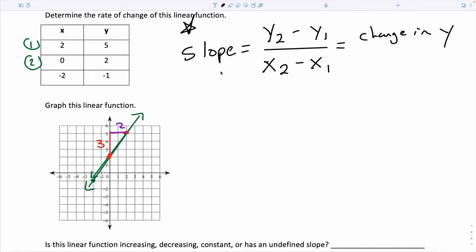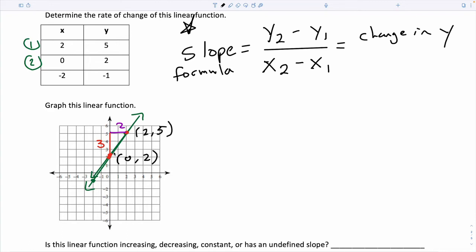Put a star next to it. This is called the slope formula. It looks like a lot of weird numbers now, so just tuck this away. You're going to see why it actually works. Let's say I have the point 0, 2 right here. And this point I have is 2, 5.